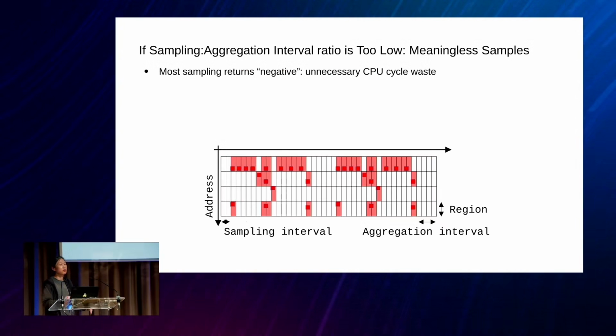And also, if the sampling to aggregation interval ratio is too low, maybe this can be one idea that you can think about, that is, setting the aggregation interval very long or the sampling interval very short, then maybe it will be able to capture every access event, and therefore the monitoring results could be useful enough and accurate enough. However, in this case, most of the sampling would return only negative results, which means unnecessary CPU cycle waste. That is, for each of the sampling intervals, you need to check the access, and it is also spending some of the time and CPU resource. And if it is always saying that, no, this was not accessed, then why would you waste the CPU cycles?